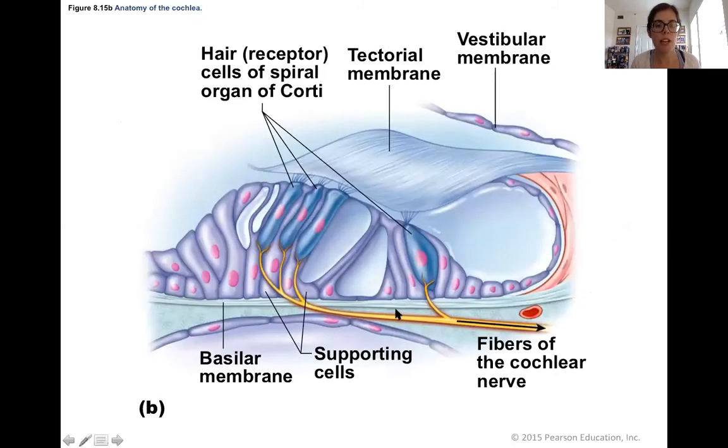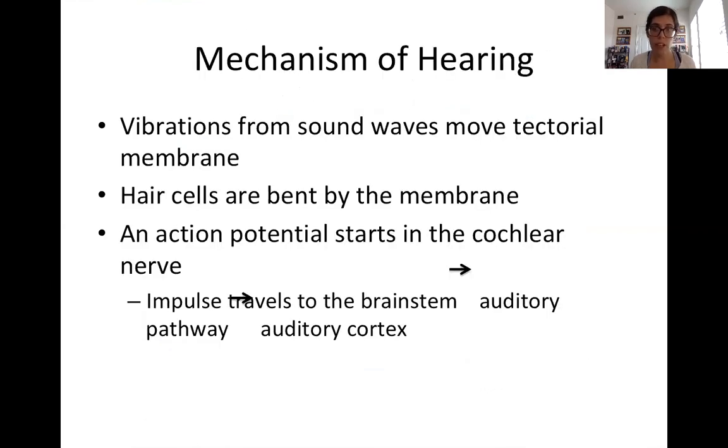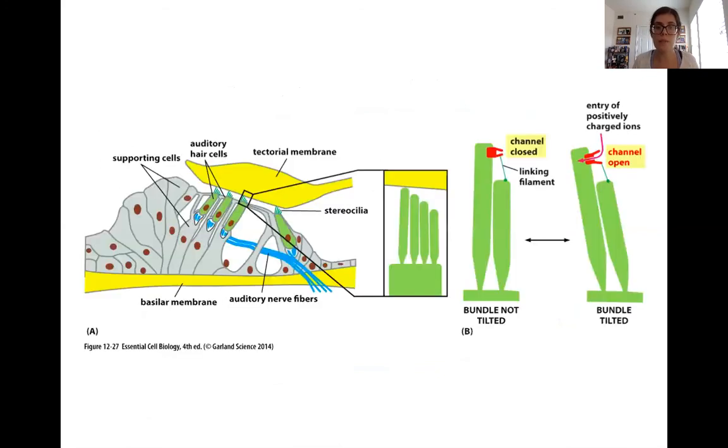So this is that picture again. We've got our basilar membrane. We've got these hair cells with the mechanoreceptors. We've got this gel-like tectorial membrane that's going to move and bend the hair cells and send that action potential down, forming our cochlear nerve, which will join up to form our vestibulocochlear nerve. Again, the vibrations from the sound wave will move that tectorial membrane, the hairs will bend, and then we'll have an action potential that will go brainstem, auditory pathway, auditory cortex.